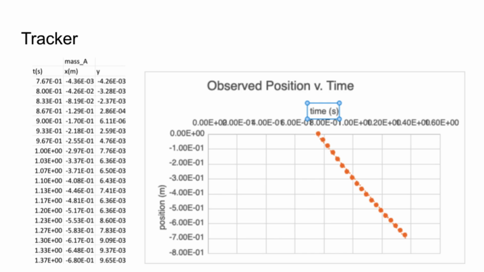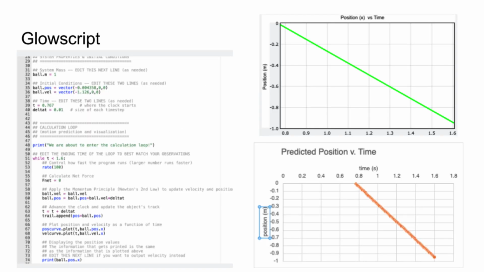Using this, we used the data table provided by Tracker and then exported it to Excel, in which we made a chart in order to graph the observed position versus time and also see the slope of the line. After that, we used the Lab 1 starter code to try and replicate the findings we found in Tracker. For this example, we started time later on because in the video, the ball rolled later on. We started time at 0.767 seconds, and then we put the time frames at 0.01 seconds.